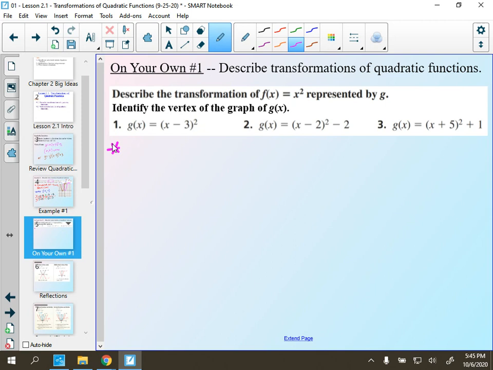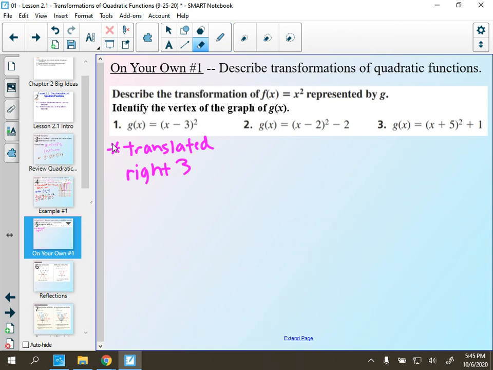This first one especially, let's say translated, and what is it? It's right 3, up 0. And I don't even need to say that. What's my k value in this? There's a missing k value out here, so that must mean that the k value is 0. So we didn't go up at all. It just got translated right 3. Remember, it looks minus 3. You would think left, but it's actually right 3.